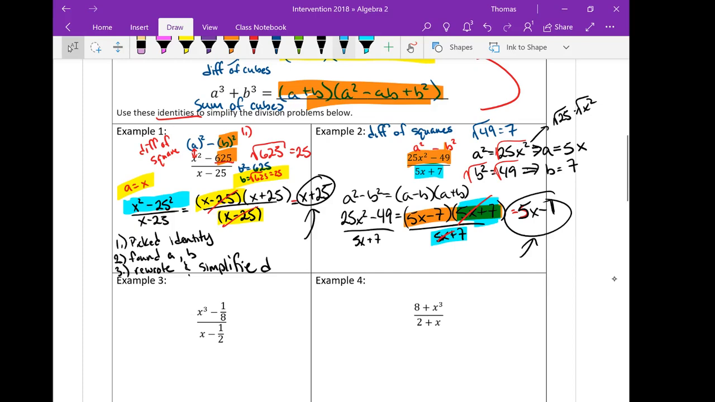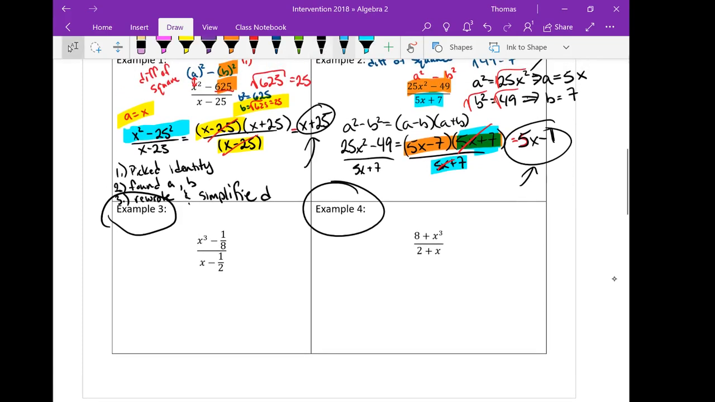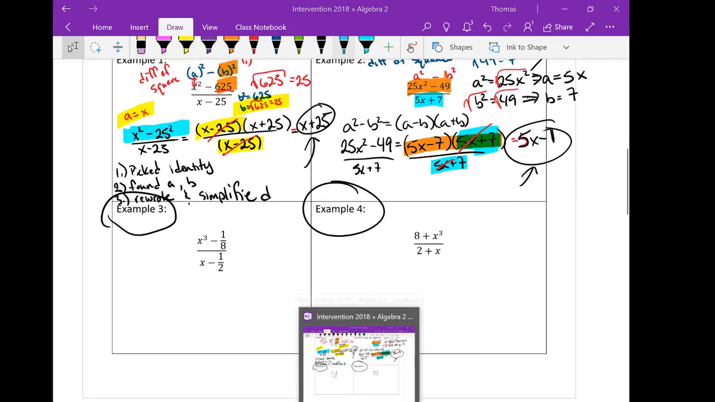So take a second now, pause this video, and in the next video we'll wrap up on these last two examples. But for right now, take a couple seconds, see if you can apply this process to 3 and 4, and then when you want to check yourself or when you're stuck, tune back in and we will finish those up.